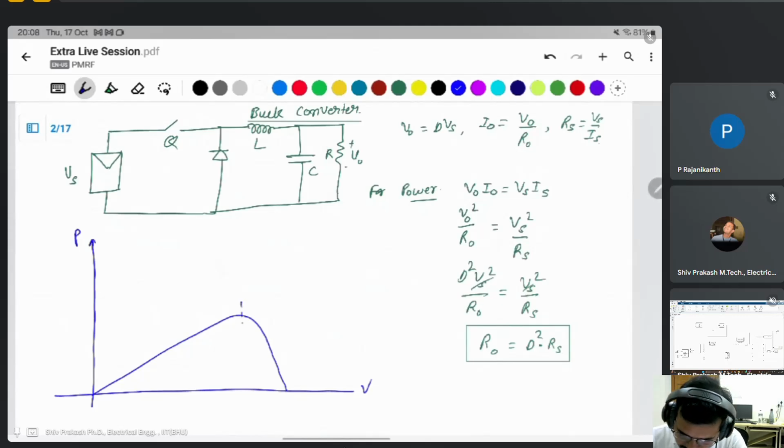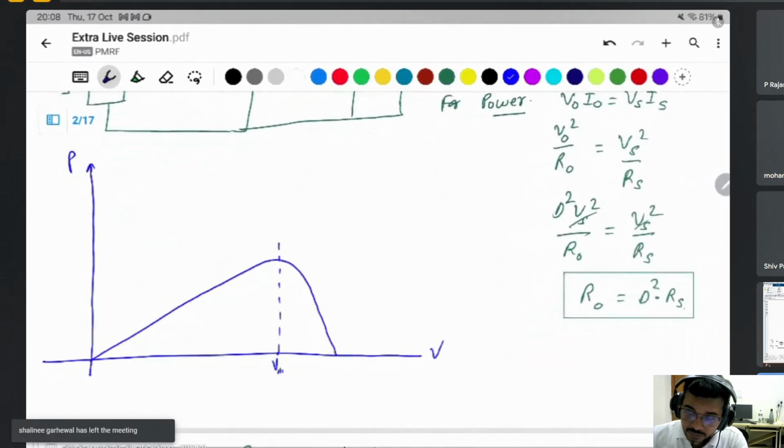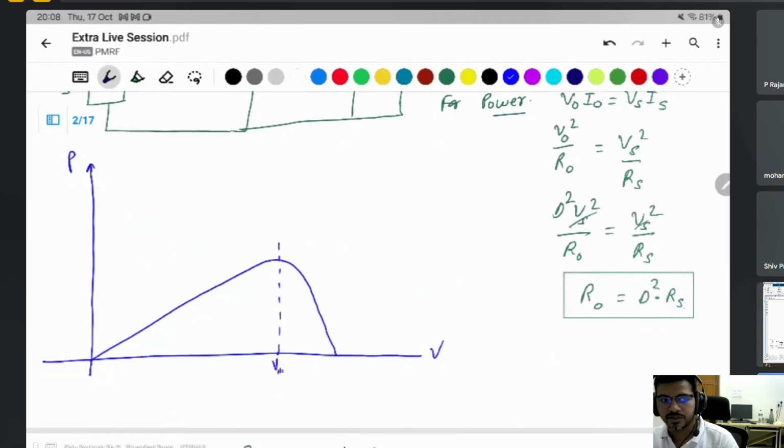This is the maximum power. You can see this is the VM. Same thing, R naught is not equal to RS. We have to match this one. We have to match the R naught and RS. Then at t is equal to 0, what happened? R naught is equal to 0, or RS will be infinite.